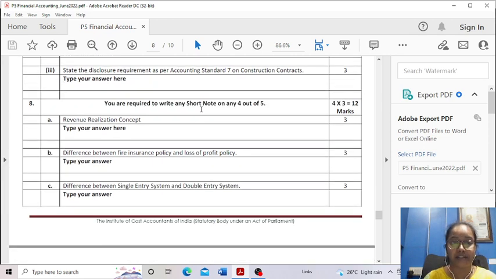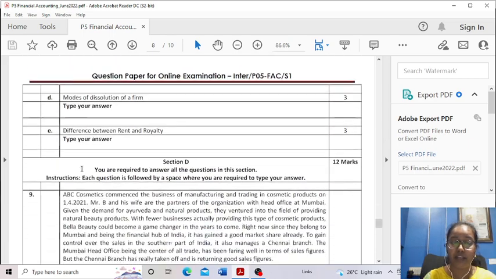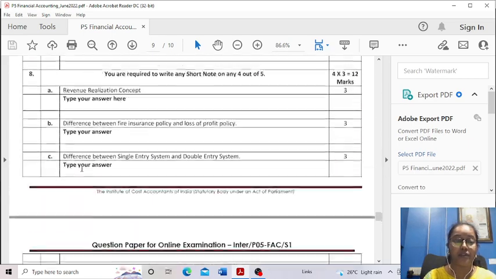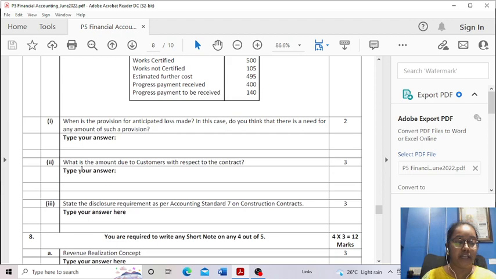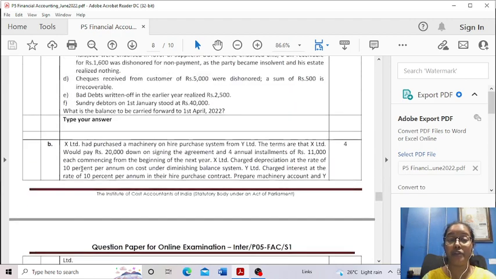Again question 8, you are required to write short notes on any 4 out of 5. So a short note question is guaranteed in section C. Out of the 5 given, you need to answer any 4. So from questions 3, 4, 5, 6, 7, 8, you need to answer any 4.